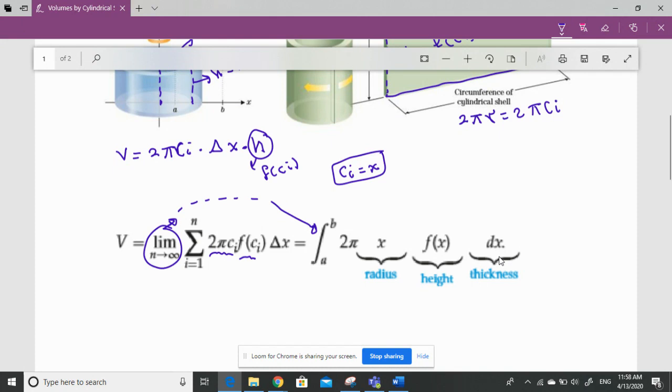So when we ask you to find the volume using cylindrical shells revolving around the y-axis, you must use this formula. In the next video, inshallah, we will have an example to explain how we can use this law.